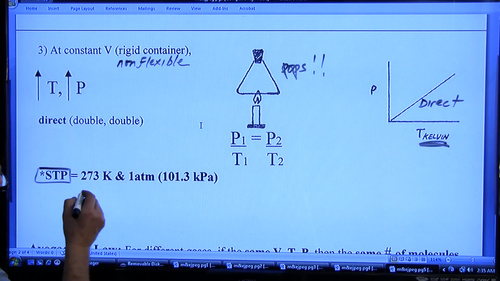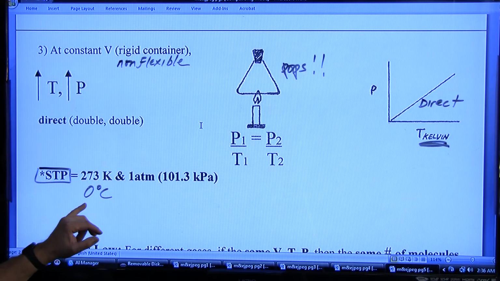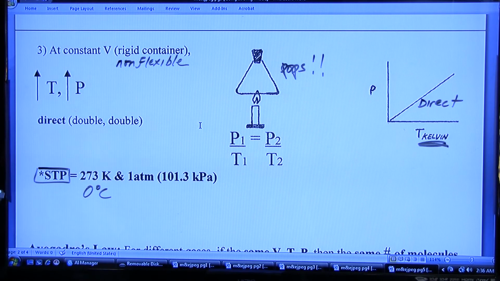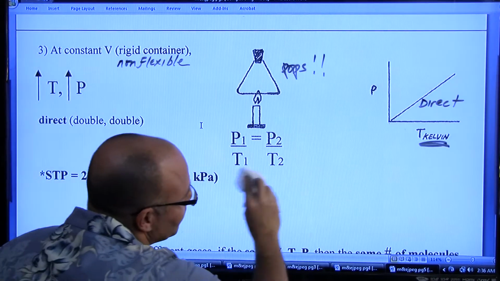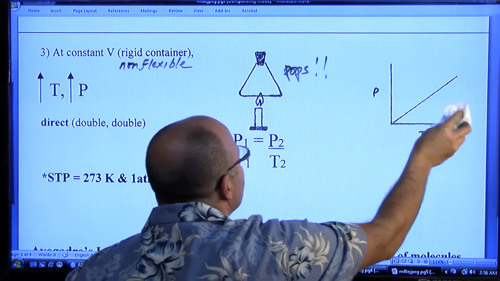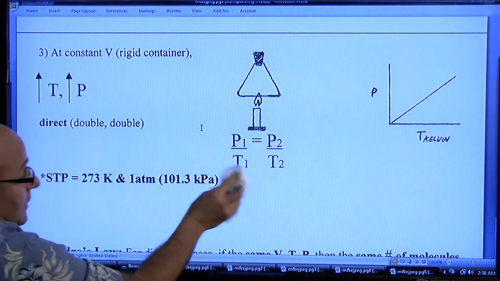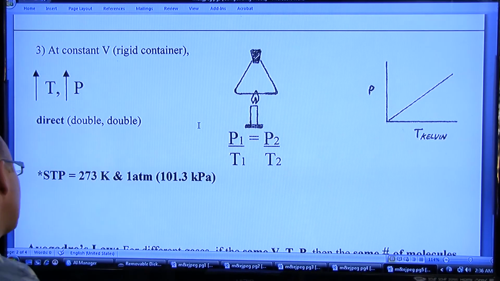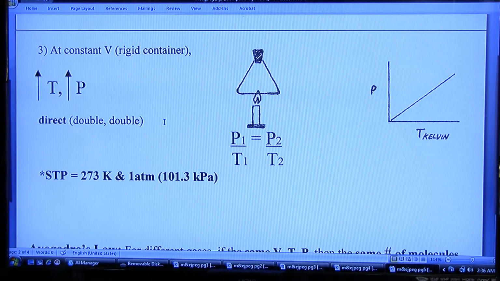I hesitate to put in 0 degrees Celsius here, which is standard temperature in Celsius, because I'm afraid you're going to use Celsius in your calculations. That is, you're going to forget to convert to Kelvin. So please don't do that. And wrapping up this page, by the way, if nothing is constant, you're going to have to use the combined gas law, all of the variables, and the math there is a little bit more difficult.